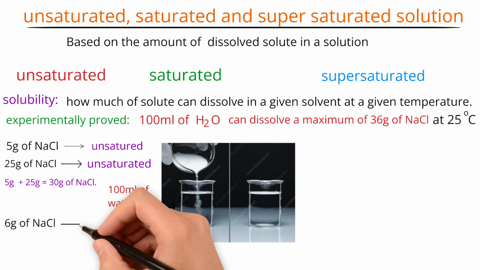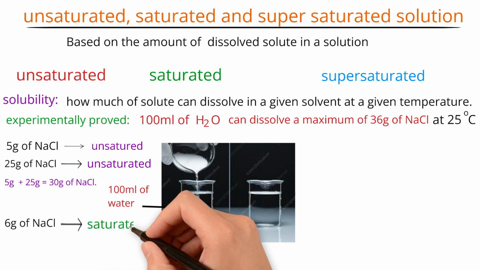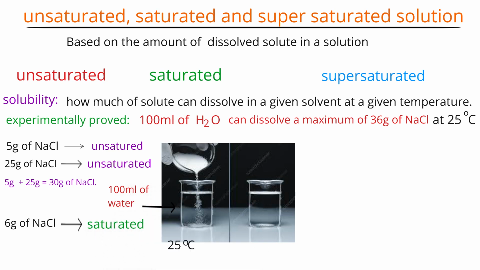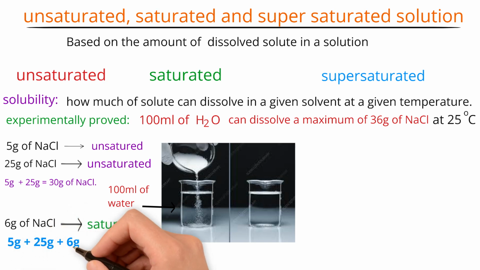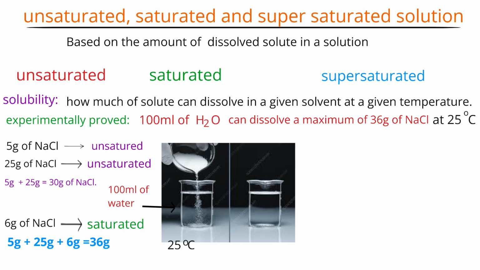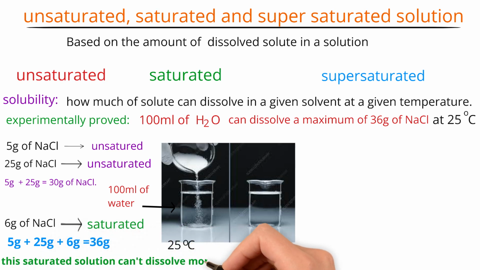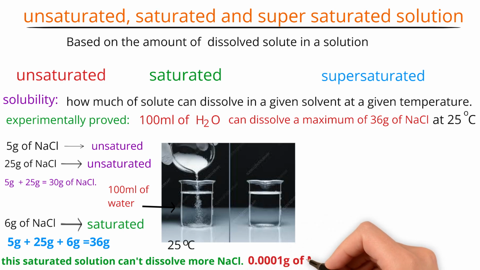Now, let us add 6 grams of sodium chloride. Now, the solution is changed from unsaturated solution to saturated solution because it contains 36 grams of dissolved sodium chloride in 100 ml of water. And again, 36 grams is equal to 36 grams. That's why we call this solution a saturated solution. This saturated solution cannot dissolve more sodium chloride, not even 0.0001 gram of sodium chloride.